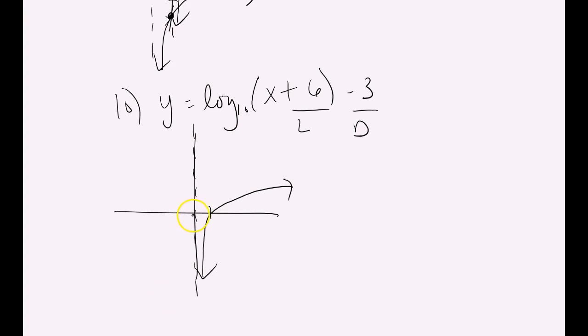Yikes. Okay, let's do the asymptote first. Left 6, 1, 2, 3, 4, 5, 6. Down 3. The asymptote is still here. Now let's take this point and move it left 6, 1, 2, 3, 4, 5, 6, and down 3. So it's now here. And then I will recopy. So it looks something like that.